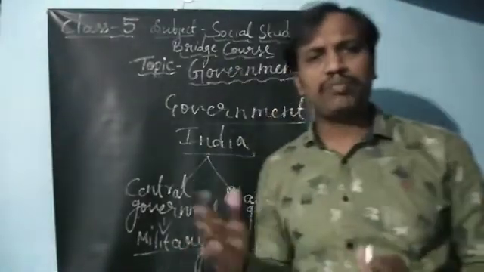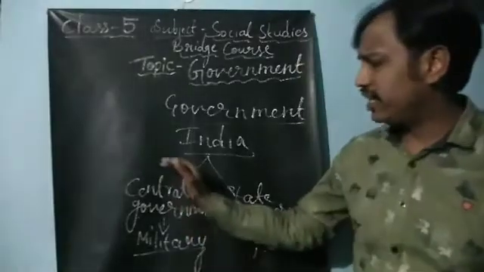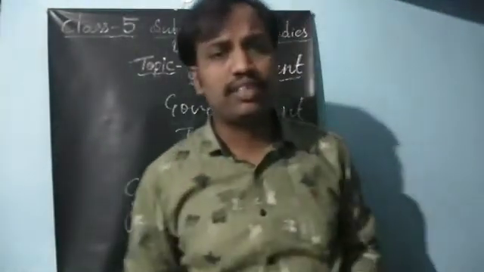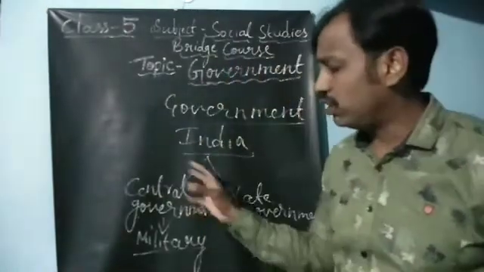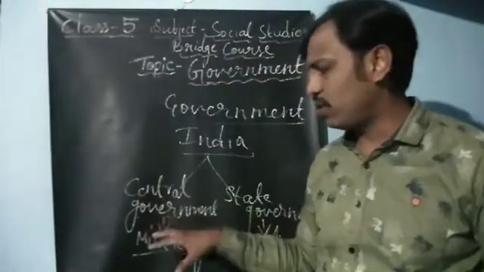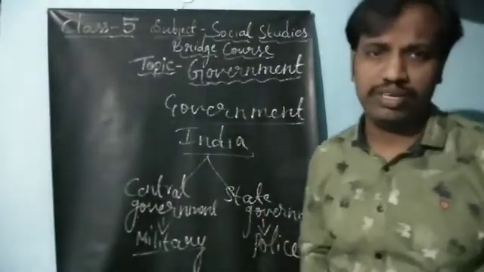So the powers are divided among these two governments. The central government is considered the most powerful government because it has to look after all the states. It monitors all the states and the working of the state governments.